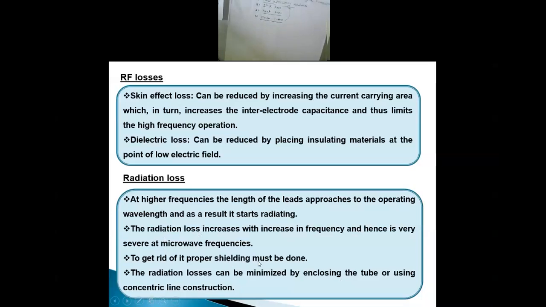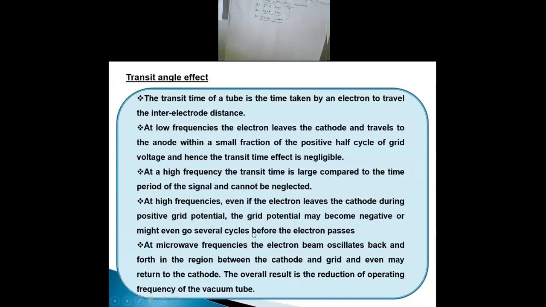So we can use proper shielding, but again, when we do the proper shielding, there may be heat, so heat losses will be there. Radiation losses can be minimized by enclosing the tube, or by using a concentrator.